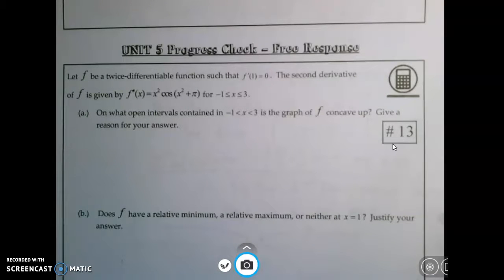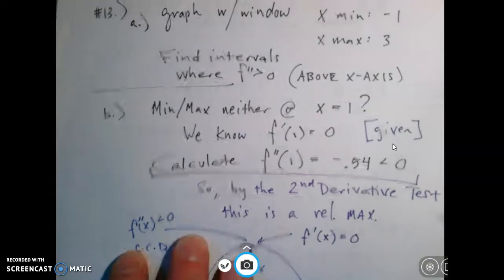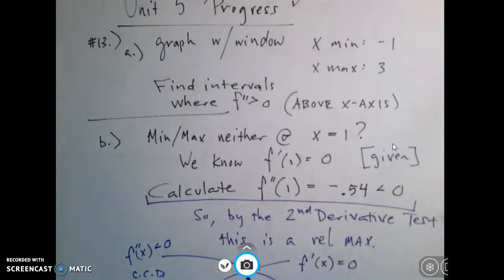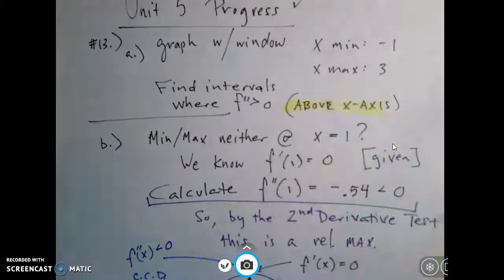And on what open intervals is this graph concave up? All we do is we put it into our calculator, our graphing window we just talked about, and we're looking for where it's above the x-axis. All right, and then we identify those intervals by calculating zeros and stuff like that. So that's that. Okay, simple enough, straightforward.